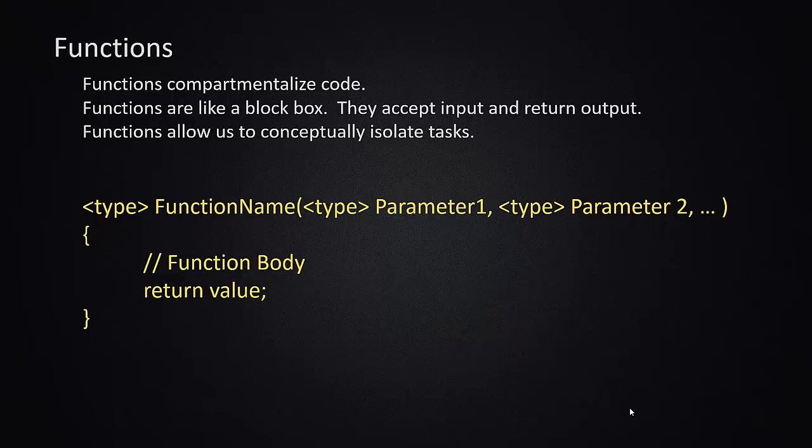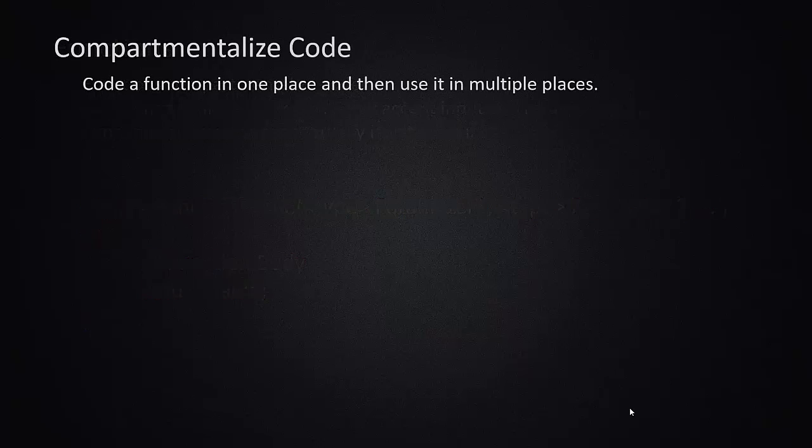And then within the body of the curly braces is all of the code that your function is going to execute. And then your function ends with a return statement where it returns a value of the type that you are expecting. And so we'll go into details on how that gets formatted.